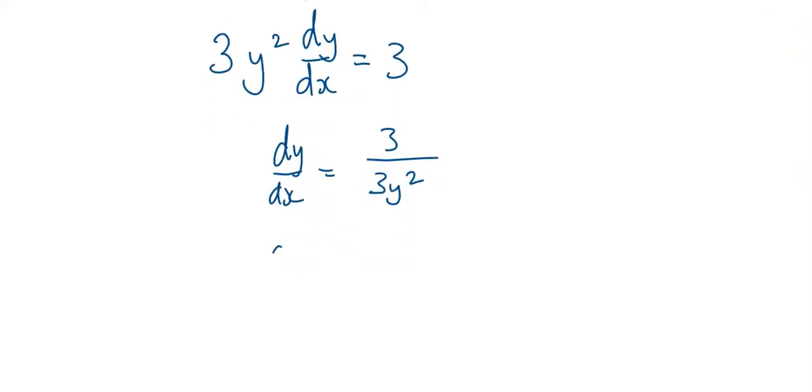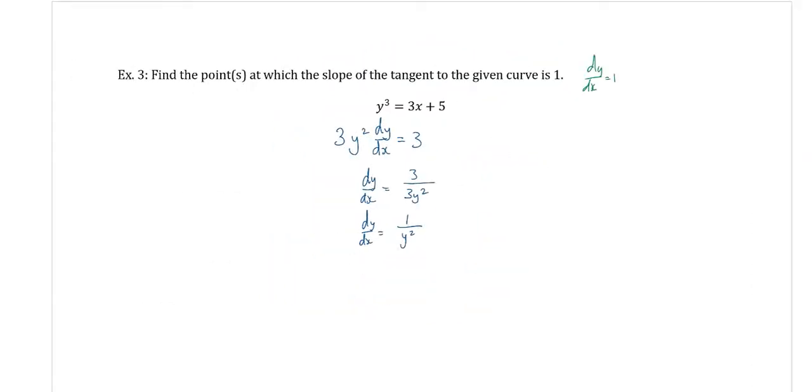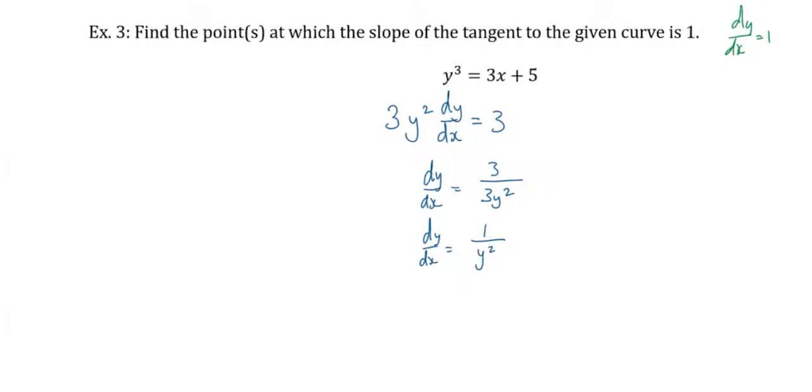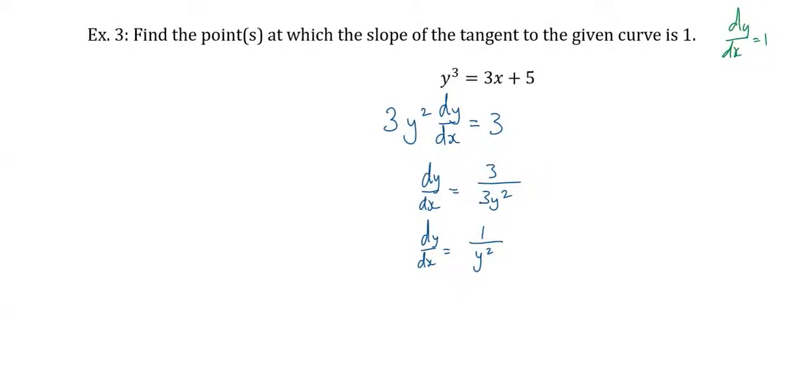So remember we said the slope is 1, which means dy by dx is 1, which means 1 equals 1 over y squared. Multiply both sides by y squared. I get y squared equals 1. What do I do next? Take the square root. What do we have to remember when we take the square root? Plus or minus. That's where some people would make a mistake.